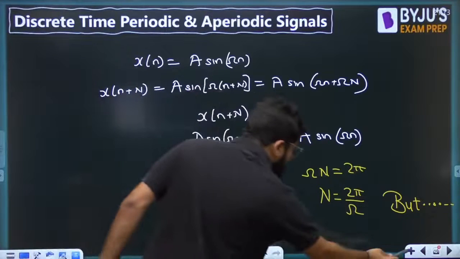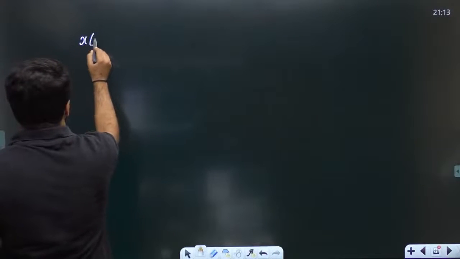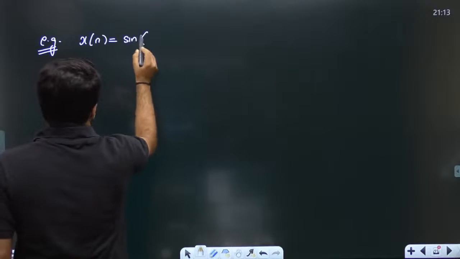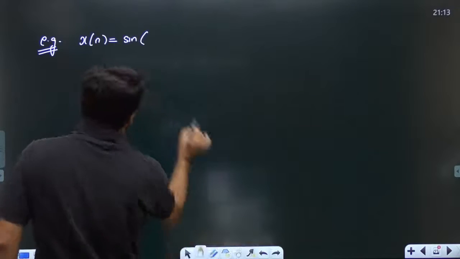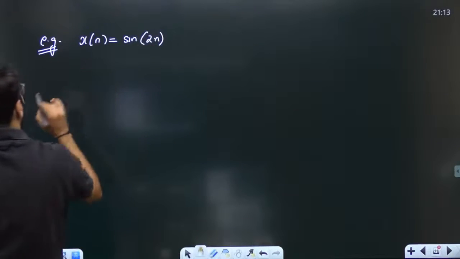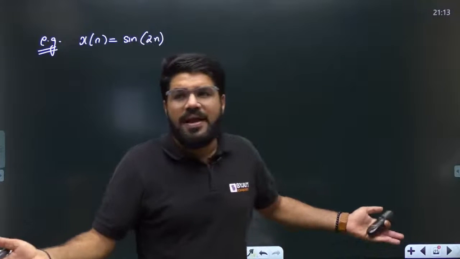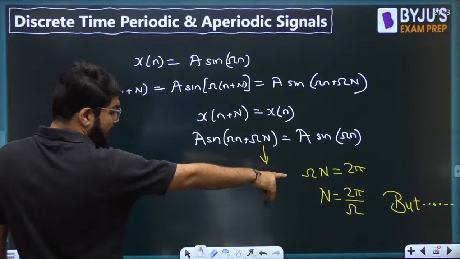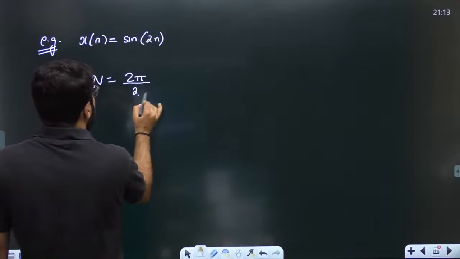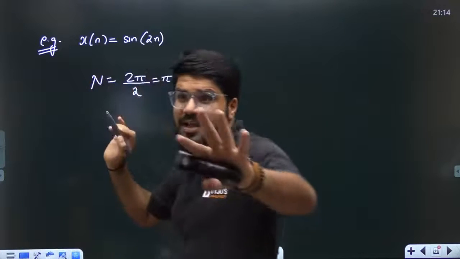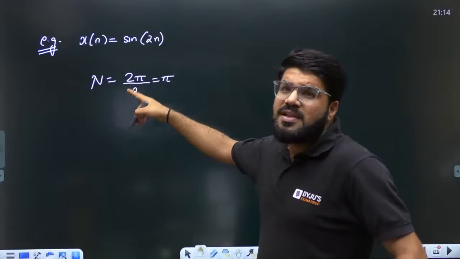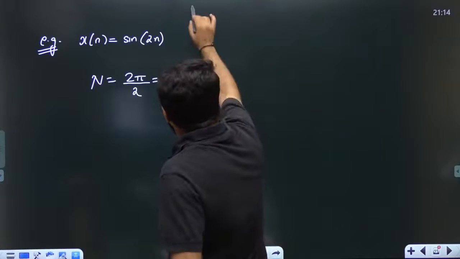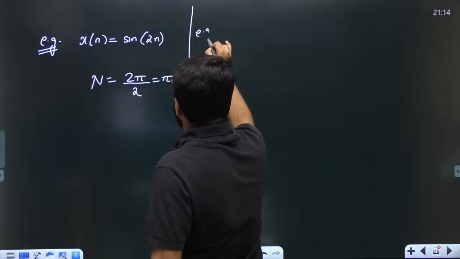Suppose I take an example, x of n is equal to sin 2n. Then as per the sin omega n theory, it should be periodic. And what is the period? N is equal to 2 pi by omega as per the formula. So that is 2 pi by 2, which is equal to pi. Look at that, the time period of the signal is coming to be pi. Think. By the time I write, you keep on thinking.